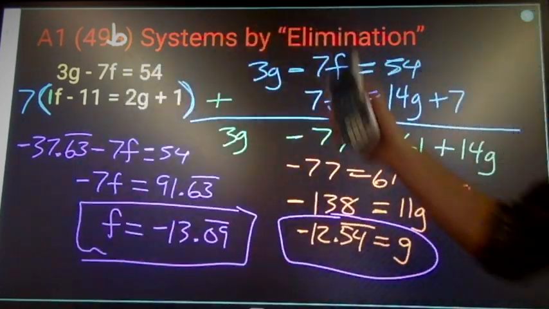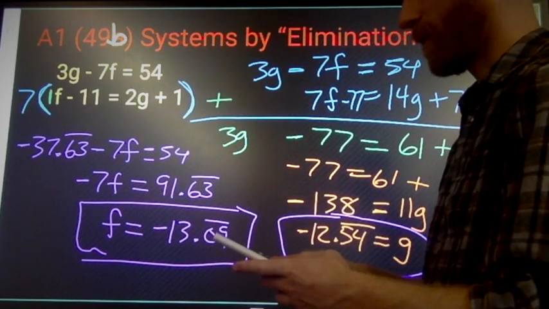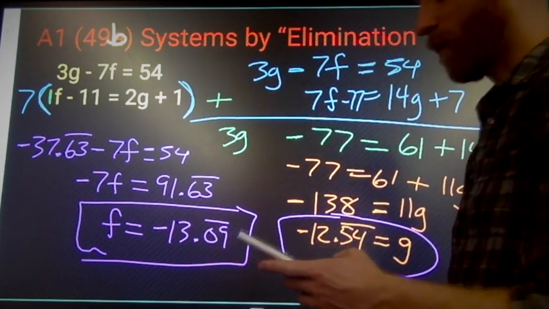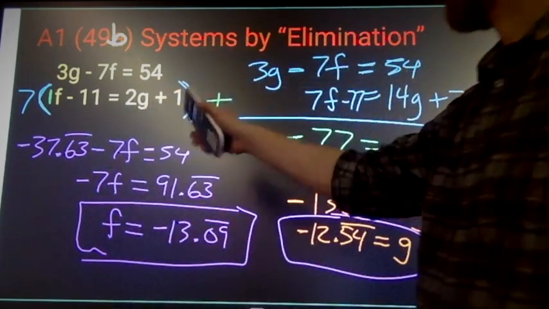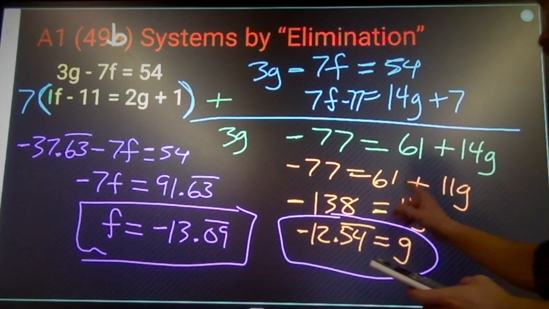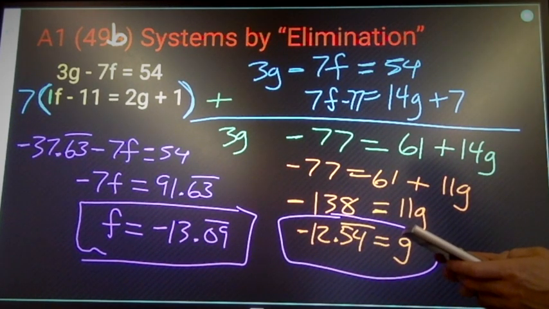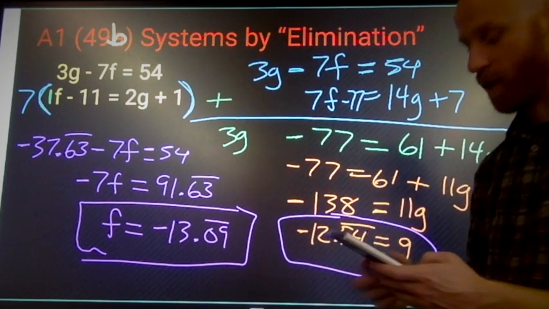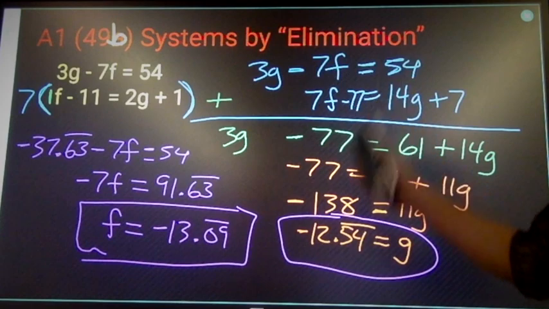Works with the top equation. Bottom equation, f negative 13.0909090909 minus 11 equals negative 24.0909. We got to check that against the other side, which is 2 g's. So 2 times negative 12.5454545454 plus 1. 2 g's plus 1. All right. See that the two sides of the equation match. Then we know we're all good.